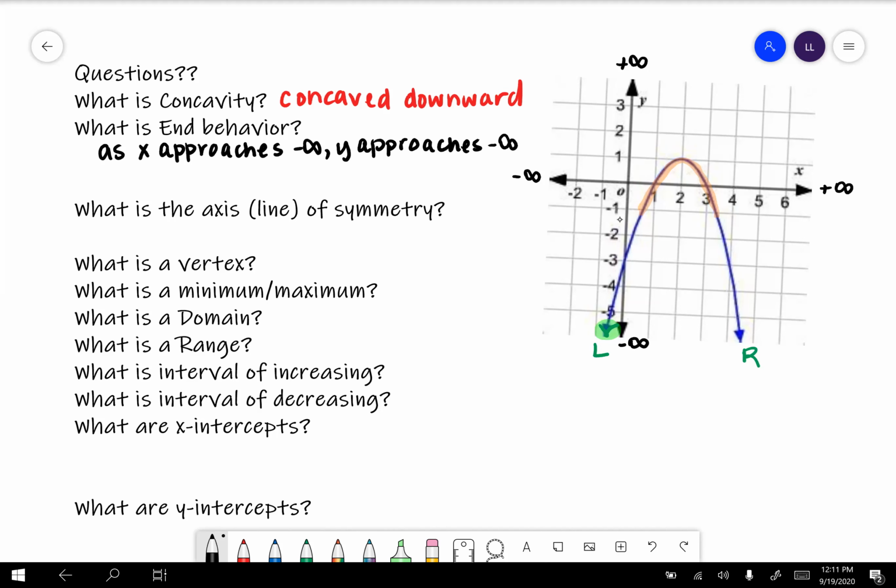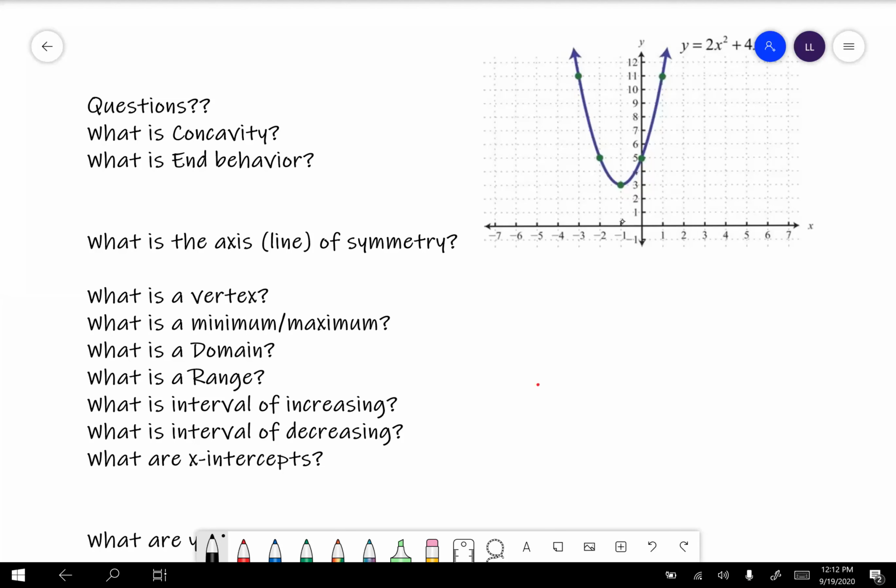Now let's look at the right side. As x approaches positive infinity is how we say the right side. As x approaches positive infinity, what are our y coordinates doing at the end? At the end, our y coordinate is going off to negative infinity again. If this were to continue on forever and ever, it would go off to negative infinity. And that is how we determine concavity and end behavior.